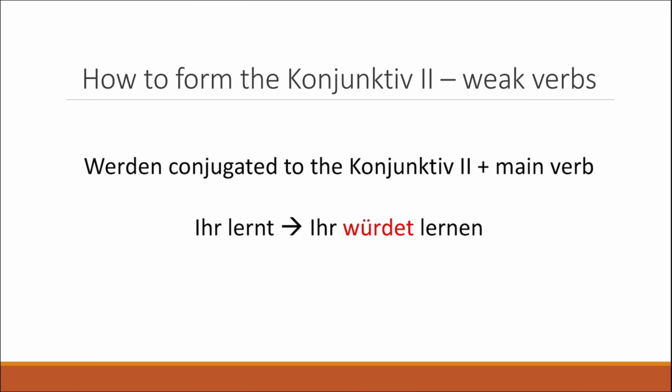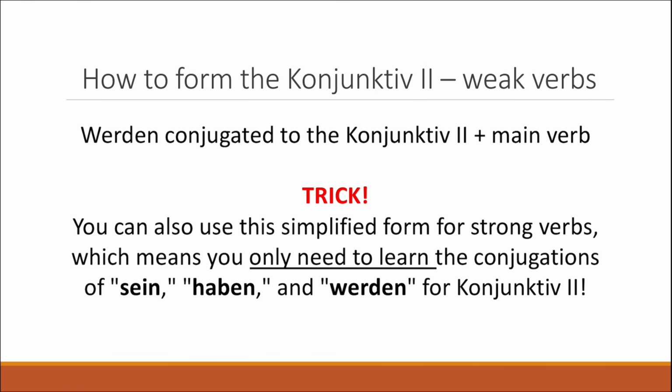Let's consider another example. Ihr lernt would become ihr würdet lernen. So we have werden conjugated to the Konjunktiv II, which is followed by the main verb, lernen. So this is pretty straightforward. And while considering a complex sentence, you also have to remember that werden is going to be put right at the beginning of the sentence, so if you're building a sentence, the main verb is going to be right at the end, as we already talked about in other videos for other topics, such as the perfect or the future with werden and so on. And this is a trick.